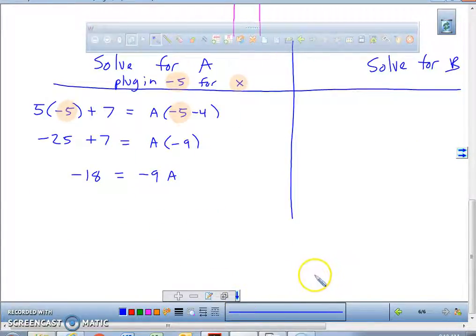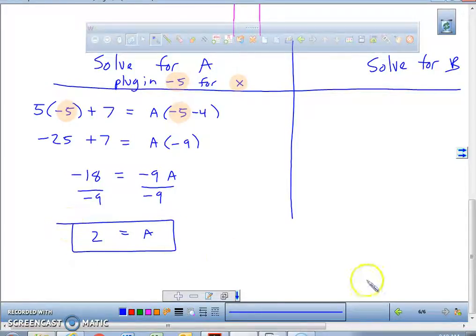This is where your elementary school teachers are really helpful, if they drilled you on all that adding, subtracting, multiplying. Otherwise, you're just going to be dependent on a calculator, and your life will be miserable. -18 divided by -9 is a 2. We just found what our a value is equal to.